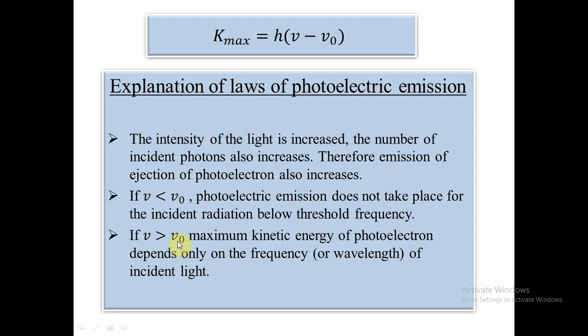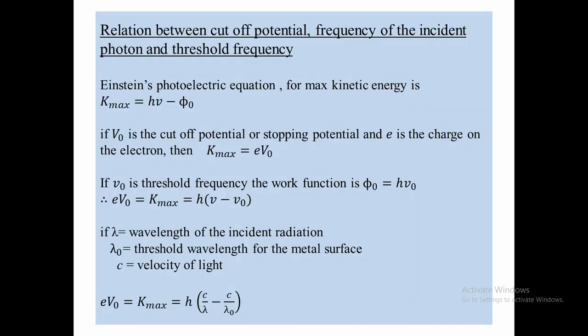The last one, it is not given here, but photoelectric emission is an instantaneous process. This means that in the liberation of the photoelectron, we can consider that the collision between the photon and the electron is a completely elastic collision. Therefore, within no time, that means within 10 raised to minus 9 second, the electron will get liberated. This is the last explanation, and now the rearrangement of the Einstein photoelectric equation.